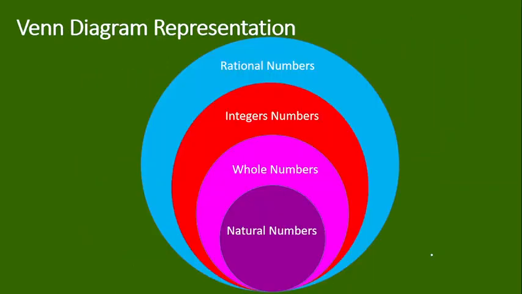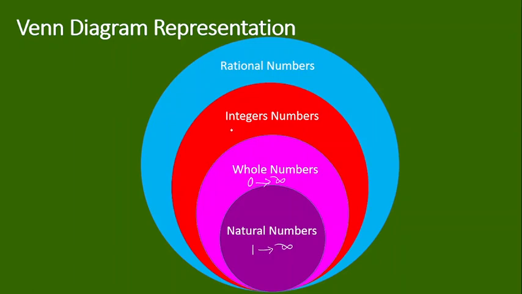Now let's have a clear idea by using a Venn diagram. Here in the Venn diagram you can see that the circle for natural numbers is the smallest one. Natural numbers vary from 1 to infinity. This is the smallest circle, which is a part of whole numbers as well as integers as well as rational numbers. Next, whole numbers. The circle is larger than natural numbers. Here you can see it varies from 0 to infinity. So whole numbers are part of integers as well as rational numbers.